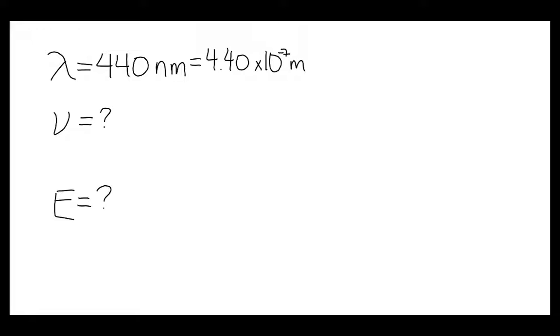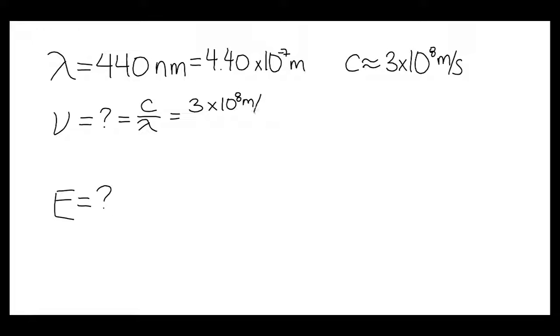Another constant that we're going to have to use is the speed of light, which is referred to as c. And so the speed of light is approximately 3 times 10 to the 8th meters per second. And so to calculate frequency, we can use the equation c over lambda, where lambda is the wavelength. And so if we use that equation and plug in the values, we will have 3 times 10 to the 8th meters per second over 4.40 times 10 to the negative 7 meters.